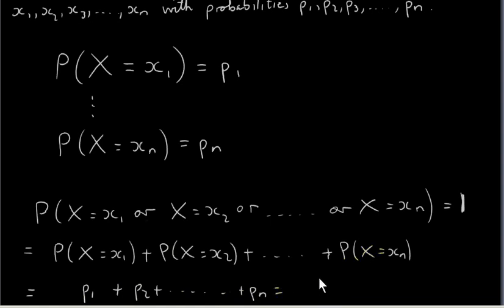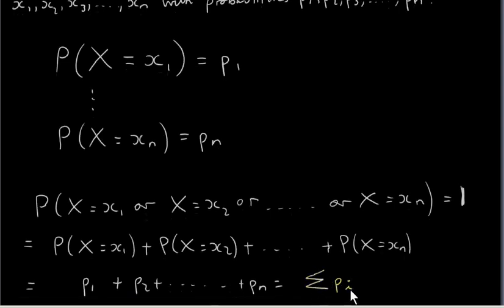Now we can also write this using the sigma notation. This is the Greek letter sigma. It's an uppercase sigma in the Greek alphabet. So we're summing all the probabilities denoted pi, where the subscript i runs from 1 to n. So this sum equals 1.